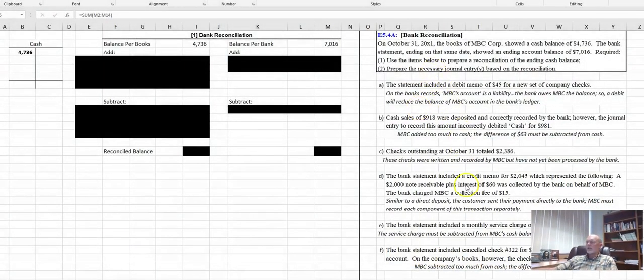So I have the problem over here to the right. And first of all, we're going to just take each item into the reconciliation to see how that works. So as it starts out, this is at the end of October, and we are MBC Corporation, and currently we have a cash balance of $47.36. So that's the amount that we have in our cash account. And we get a bank statement for the end of October, and it says that we have $7,016.